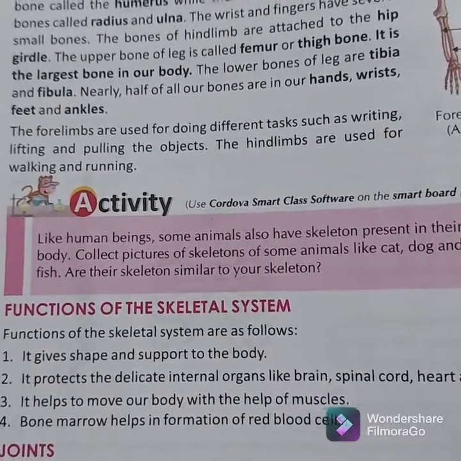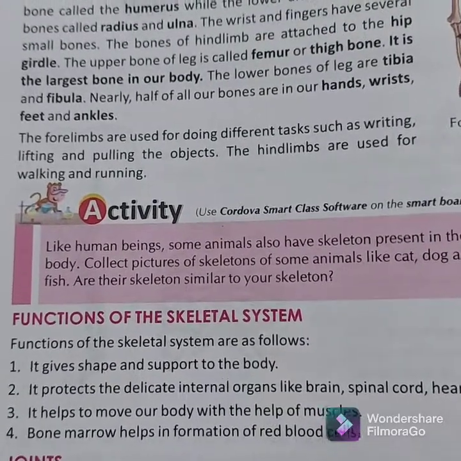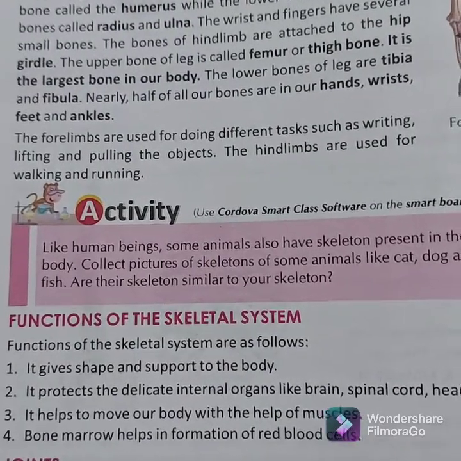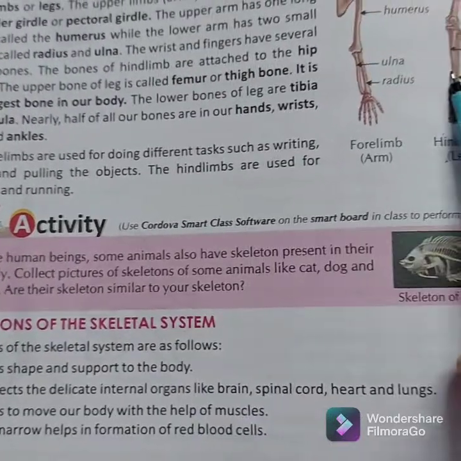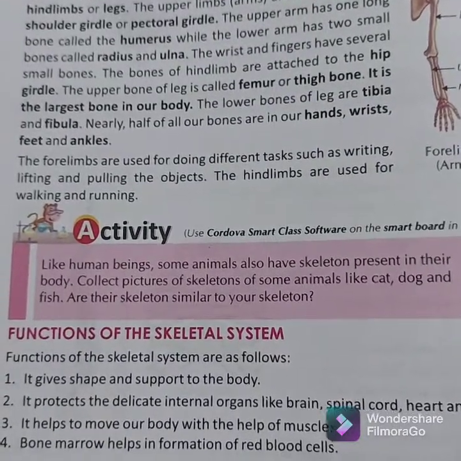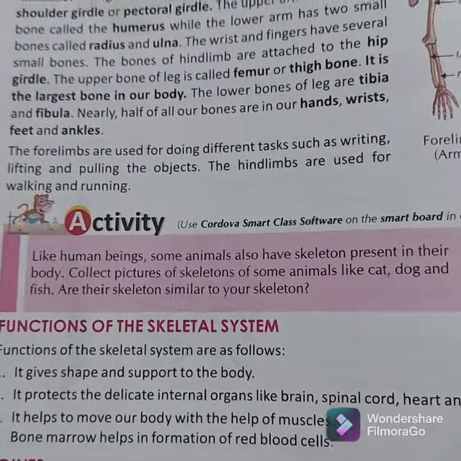Let us quickly have a recap of the functions of the skeletal system. The skeletal system gives shape and support to the body. It protects the delicate internal organs like the brain, spinal cord, heart and lungs. It helps to move our body with the help of muscles. Bone marrow also helps in the formation of red blood cells.